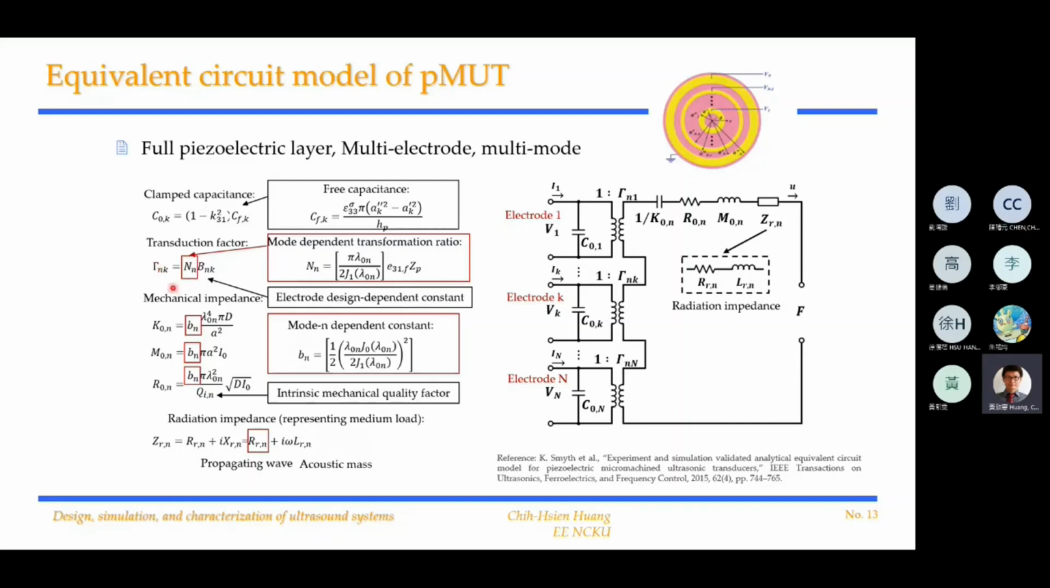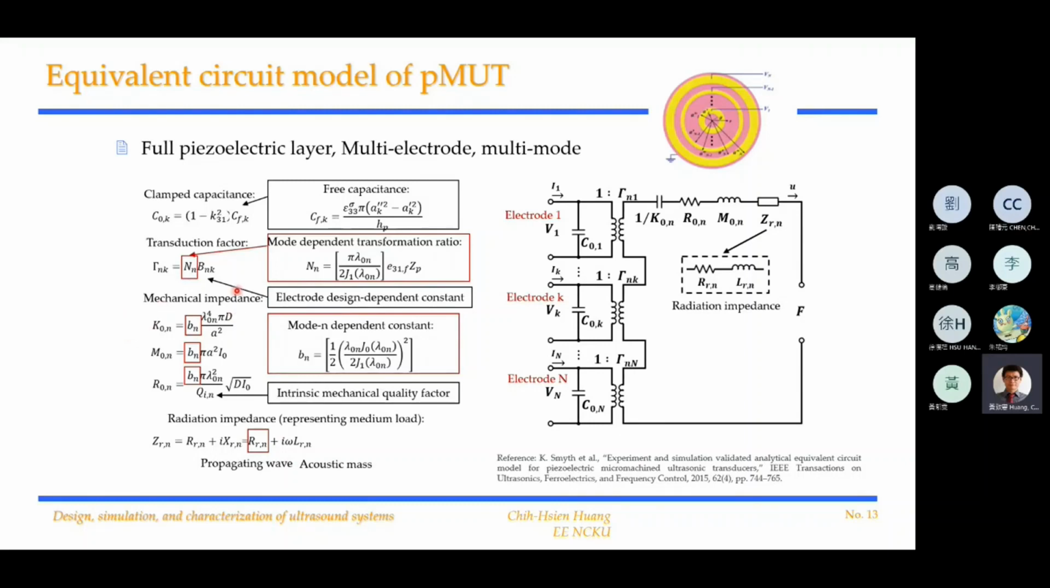The second one is based on the electrode. With different electrode designs, you will have different values of V. N and K here: N represents which mode you are working on, and K is how much of the area your electrodes occupy.